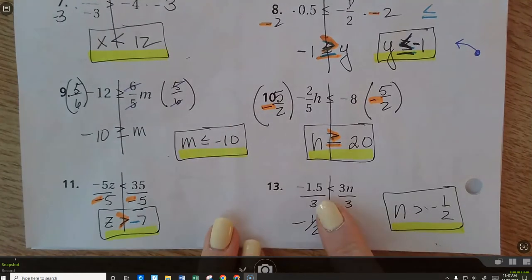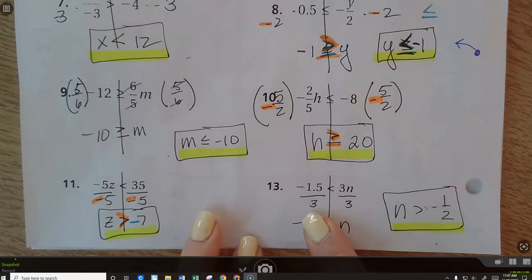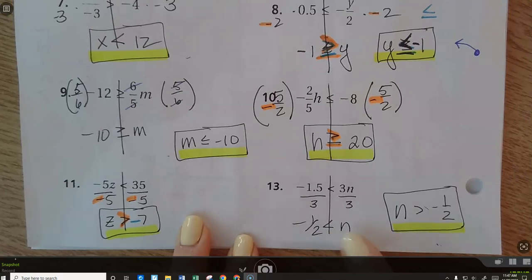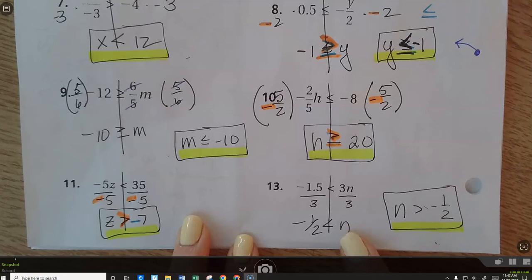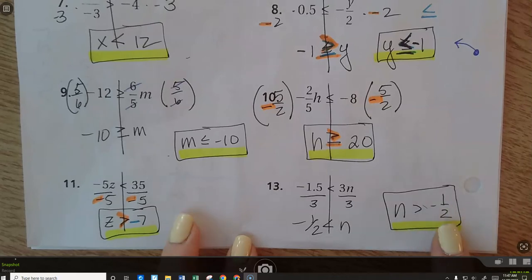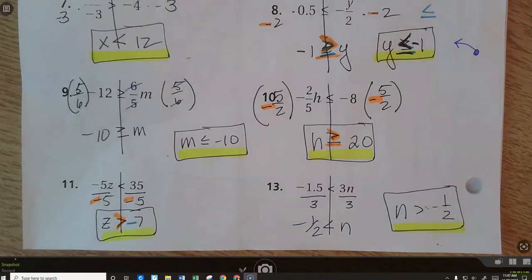All right, over here, divide by 3, divide by 3. No flipping because I didn't divide by a negative. I just bring down my N. I got a negative answer, but that's okay. The only problem here is my variables on the left, or sorry, in the back, on the right. So I need to spin it around and get N is greater than negative 1/2. Okay? So those should be done.